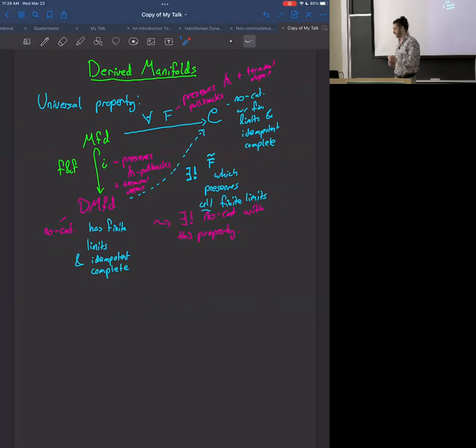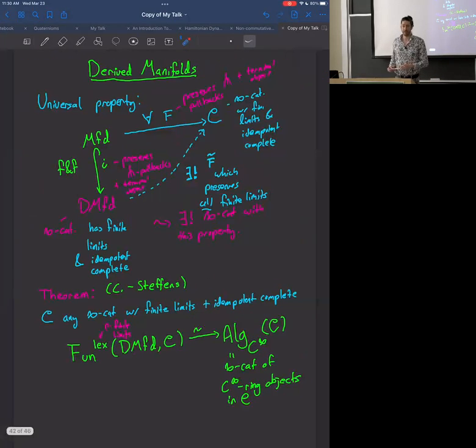Well, it turns out, and this is kind of surprising, that there's an alternative characterization of this same universal property. So first of all, this universal property is about functors out of derived manifolds which preserve finite limits, yeah?